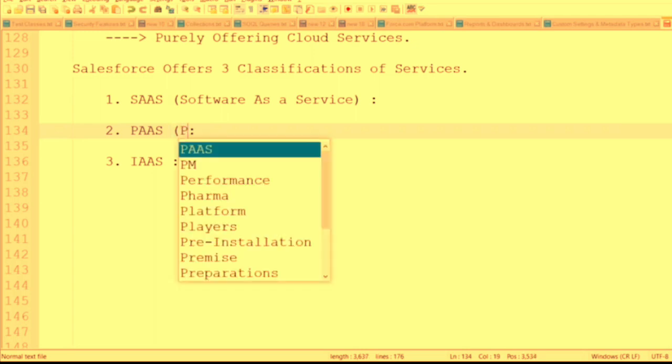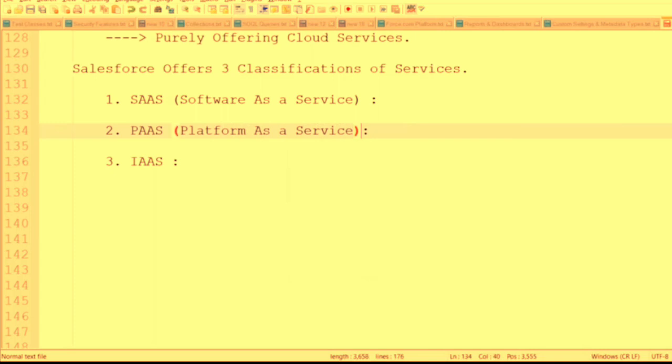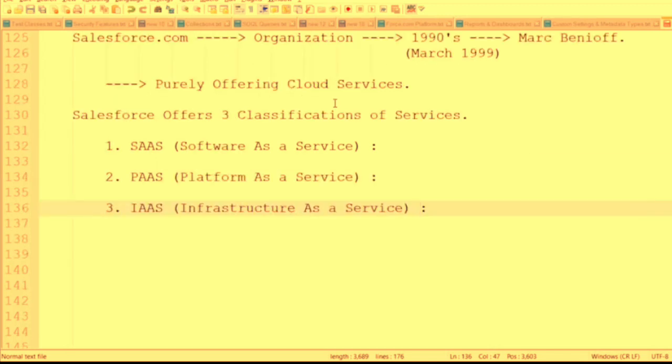Second one, platform as a service. Third one, infrastructure as a service. So these are the three classifications of services offered by Salesforce to their customers on rental basis. Whatever the services offered by Salesforce, these services will be available to each and every customer on rental basis.